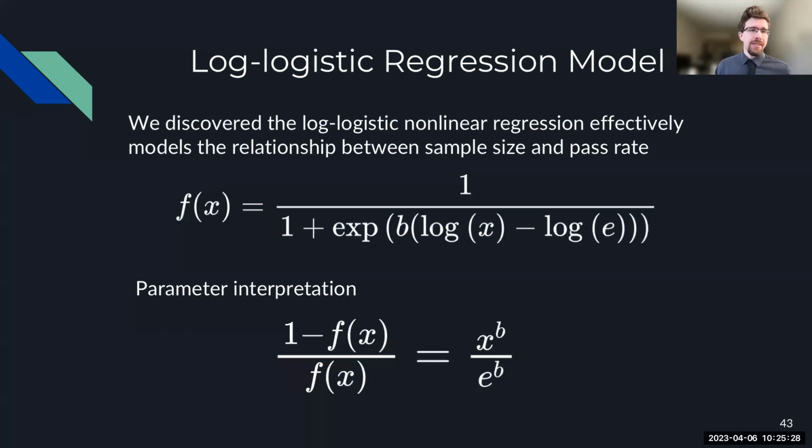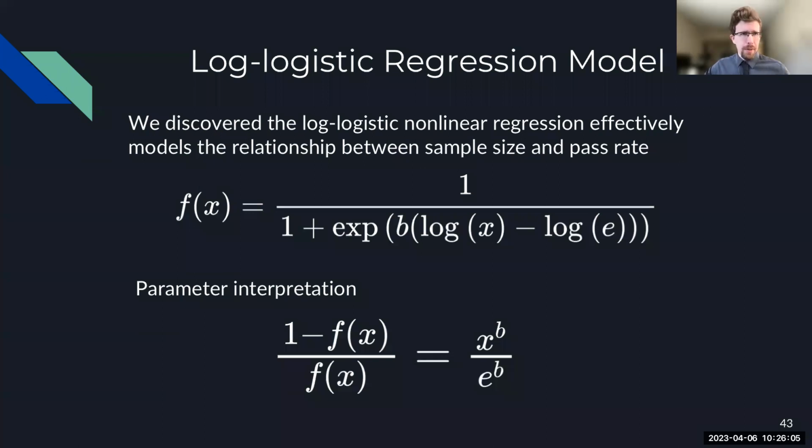Also of note is the log odds, and it was really nice that it worked this well: you end up with x over e, all raised to the b. This equation tells us how to interpret the b coefficient. It says that as sample size x increases, the odds of passing approach 1, proportional to the absolute value of b. So as b gets bigger, and as sample size increases, we have a higher likelihood of passing, which is the general pattern that we observe.